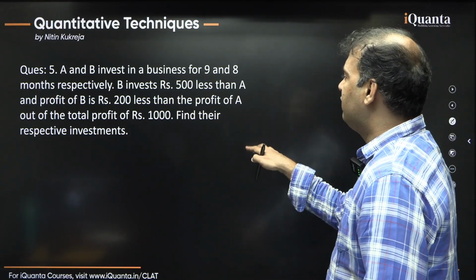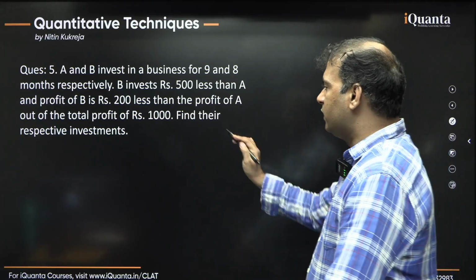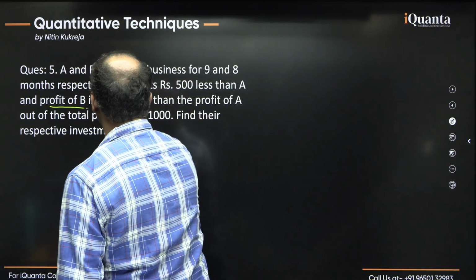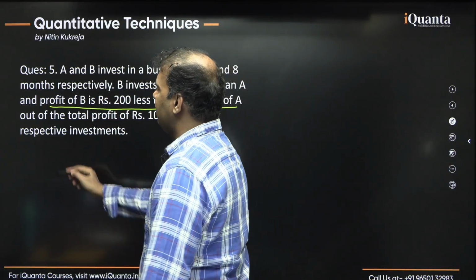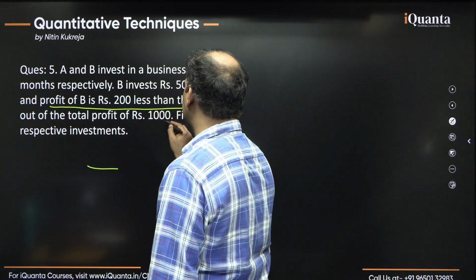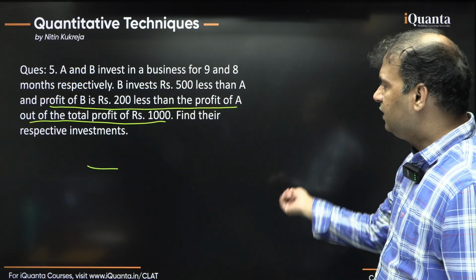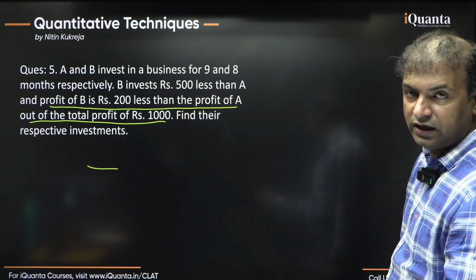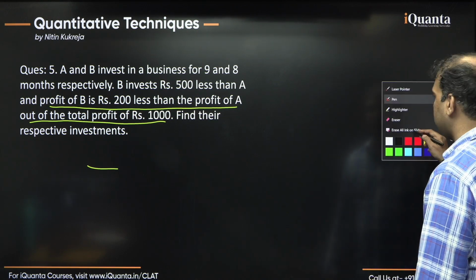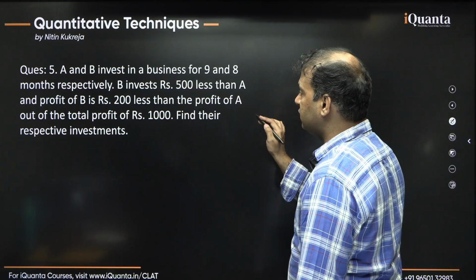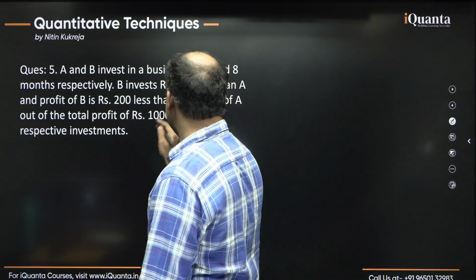And we have two hints about the profits. What is the hint, guys? The profit of B is 200 less than the profit of A, out of the total profit rupees 1000, right? So the total profit which A and B make is 1000, and the difference of their profit is 200, right, guys? So if I make two equations for them, what shall we have? B is 200 less than A, right?